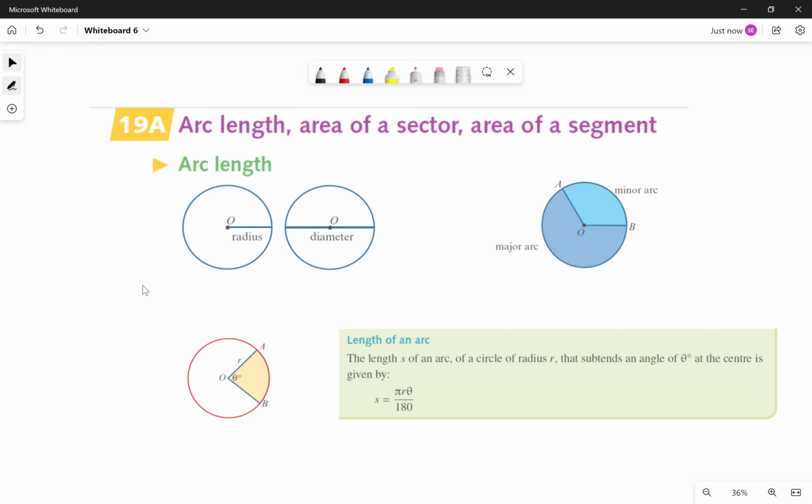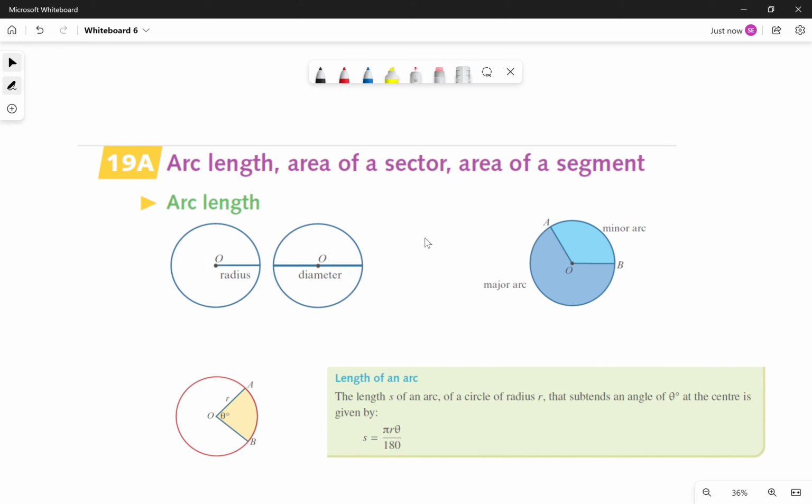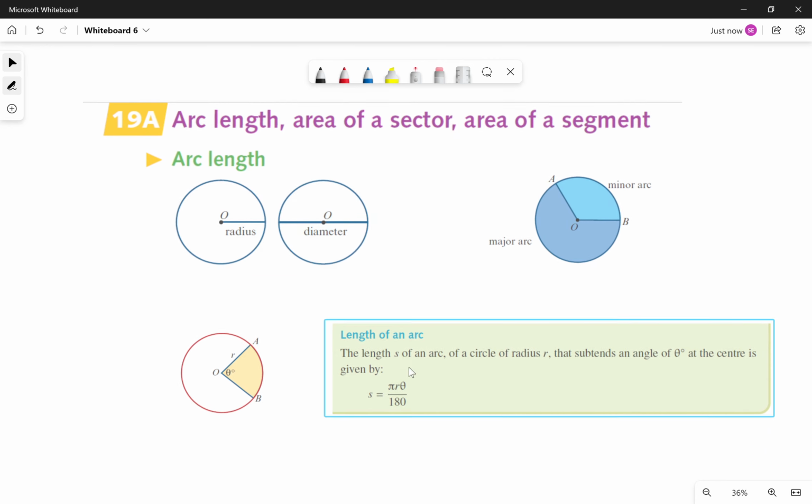Alright guys, we're going to look at a new chapter now. So the new chapter, chapter 19, we are doing some spherical geometry. So what that means is looking at geometry of spheres or circles, rather than we've been looking at triangles. Okay, so we're going to start off with exercise 19A, and we're going to be looking at arc length.